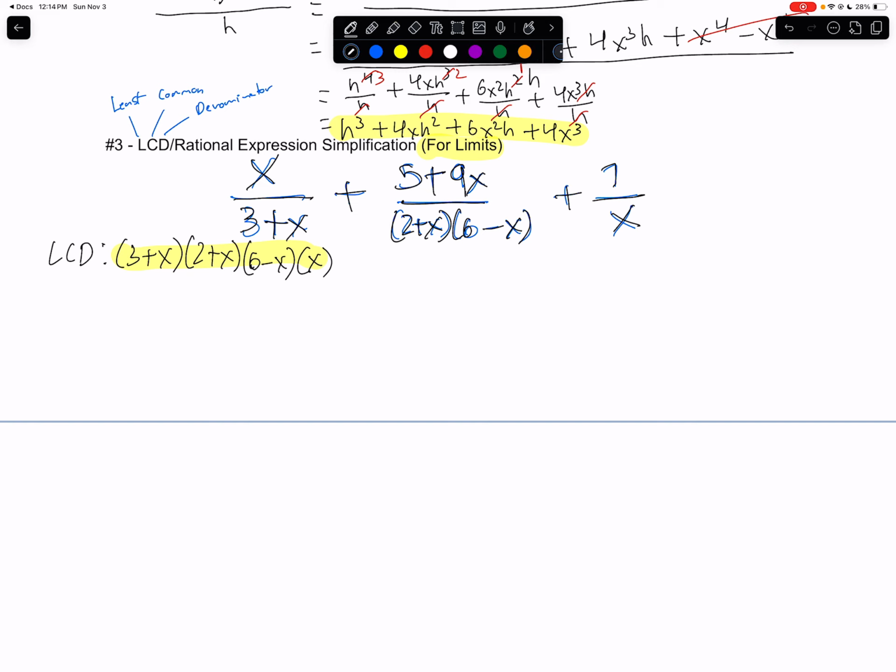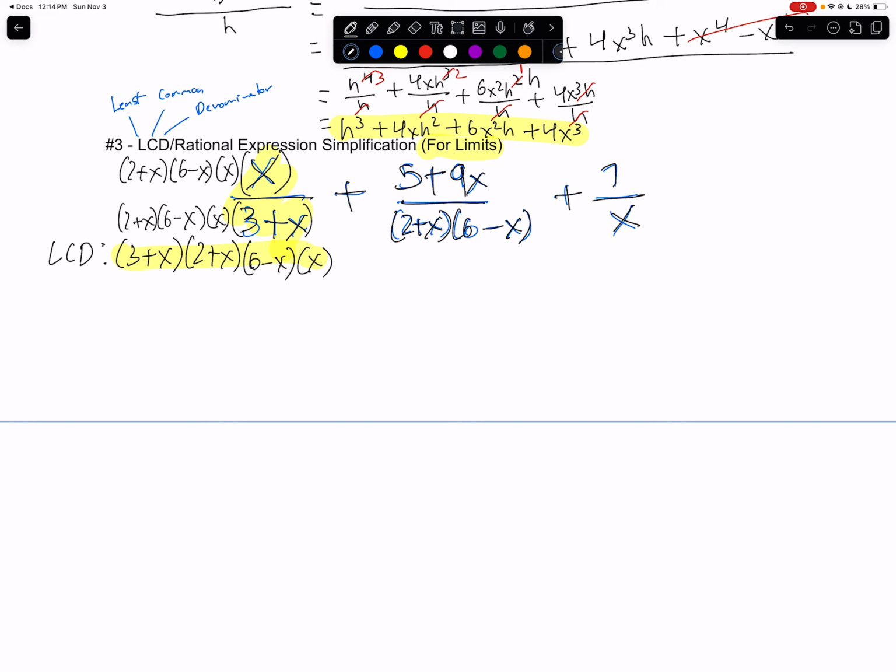So now what do we need to multiply 3 plus x by, this fraction right here, to get that denominator? We have a 3 plus x already, so I'm just going to multiply the numerator and denominator by 2 plus x times 6 minus x times x. I want to multiply the numerator as well, 2 plus x times 6 minus x times x, with this guy right here.